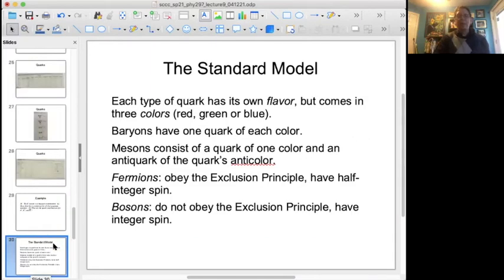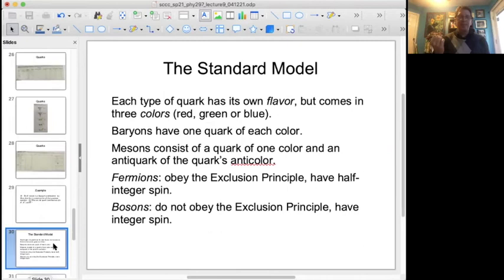So each type of quark has its own flavor, but comes in three colors: red, green, or blue. So the flavors would be up, down, charm, strange, top, bottom. And the baryons have one quark of each color. The mesons consist of one color and an antiquark of the quark's anticolor. So mesons and baryons are quite different in a few different ways.